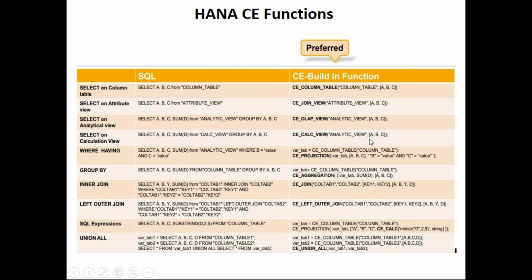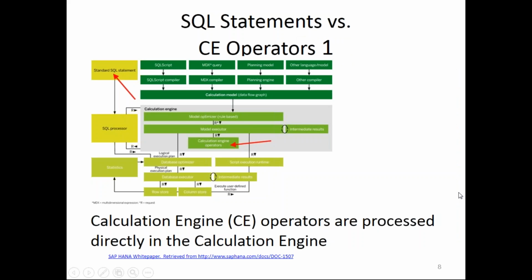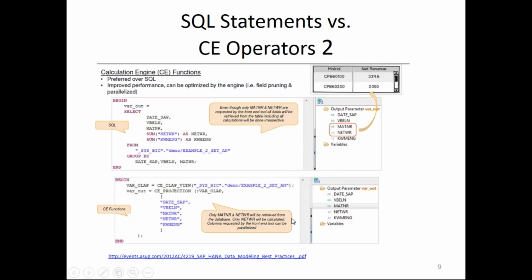Any doubt? So I'll show you small examples. See, if you are writing normal SQL: variable out equals select fields from table group by. Now, if you are doing the same with CE functions: variable OLAP equals CE OLAP view name. We create an OLAP view, and on top of the OLAP view we create a CE projection with fields.